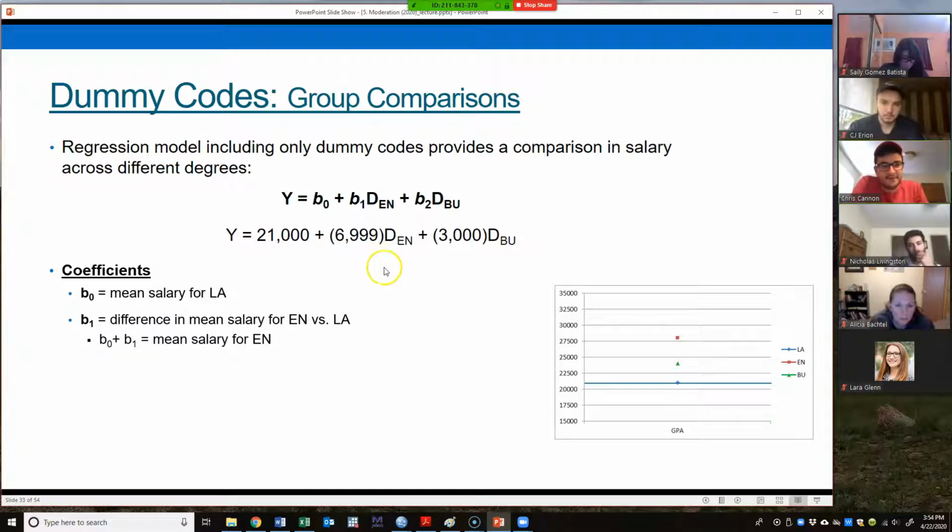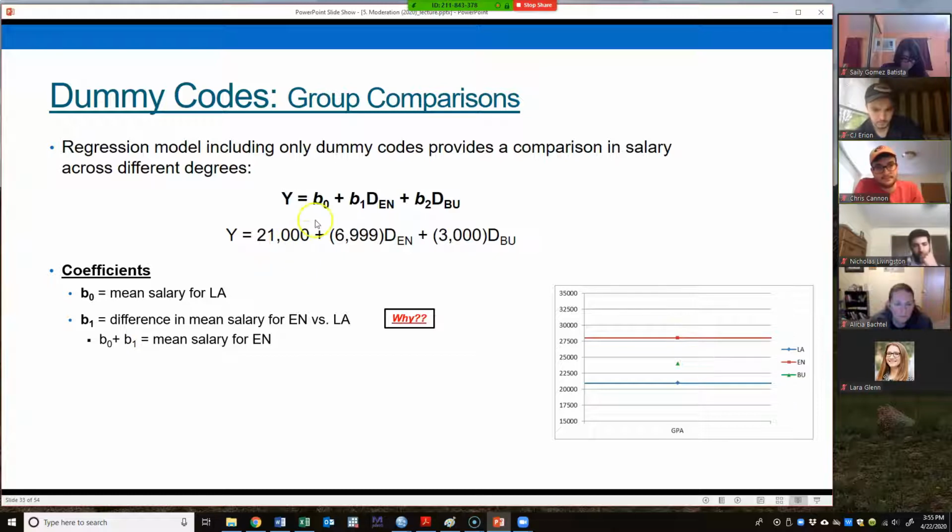So if you're an engineer, what's your dummy for business? Yeah, like the coefficient or like 0? The value here. Oh, 0. So that goes away, right? And so what I see here is that my expected value for my engineers is going to be 21,000 plus 6,999, right? And so what I see is this coefficient being the difference between my expected value for liberal arts and my expected value for my engineers, right?